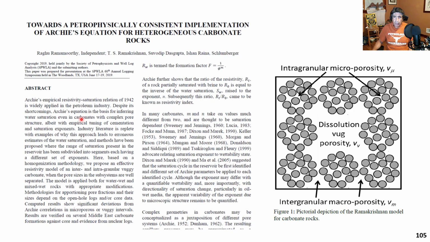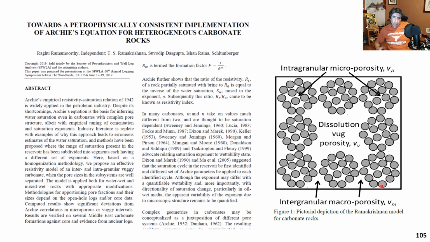Here's another very interesting paper published not long ago by my former colleagues at Schlumberger Doll Research, Raghu Ramamurthy, T.S. Ramakrishnan, and some others. Ramakrishnan and Ramamurthy have been doing very, very interesting work in carbonates to quantify their storage and flow properties in multiple ways, also to quantify their electrical properties. But this paper is very interesting because they attack the problem of carbonates with vuggy porosity that at the same time have microporosity. So this is like a dual porosity system.